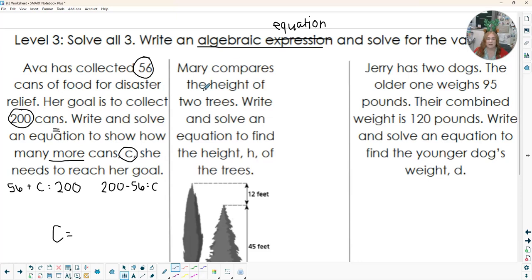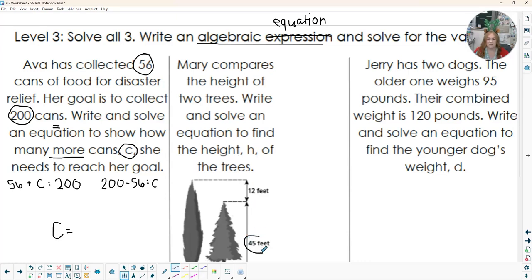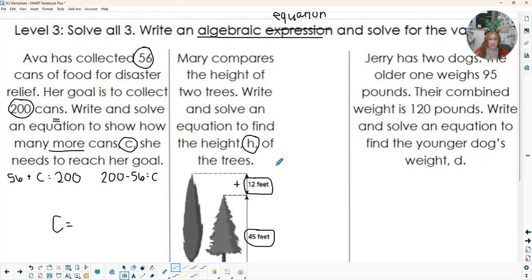Okay, the next one says Mary compares the height of two trees. Write and solve an equation to find the height h of the trees. So we have the two trees. We have 45. And we know this one is 12 more, right? This one is 45 and this is 12 more. It got bigger, right? We're adding that on and that will tell us the height of the trees. So we're trying to find out how tall is this tree. So we know this one's 45. I want to know this one. We're going to call that H. This is going to be H. What is the height of this tree?